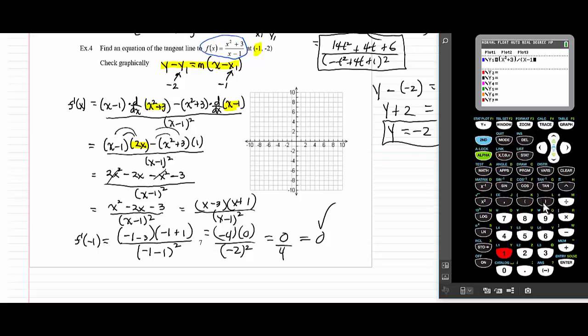So just kind of put that in like that. Now we're going to go ahead and do a simple graph on that. I'm going to do a standard window once I get that put in, using parentheses, and then just go zoom 6. And that'll be the graph of the function. Okay, that's some sort of a rational function.